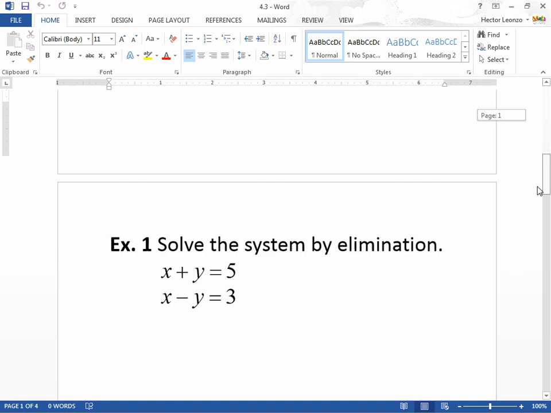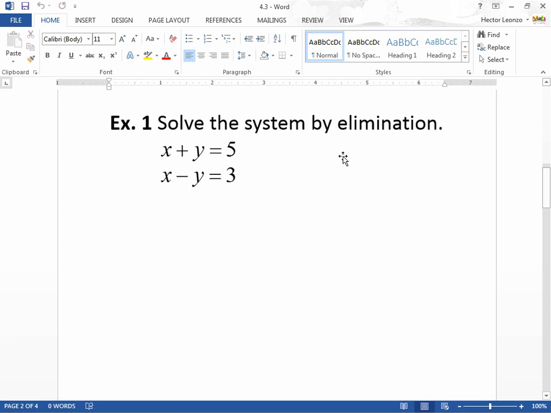So let's take a look at an example. Solve the system by elimination. So I'm trying to find the x and the y value that makes these two equations true. If you look at the x's and the y's, what I'm trying to do is combine my like terms and one of them cancels out.